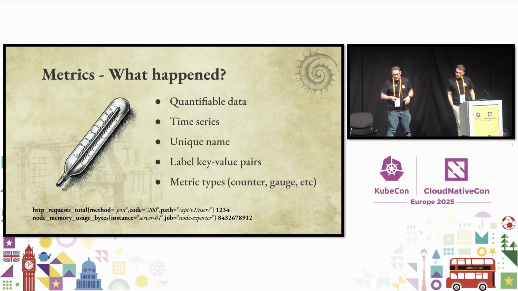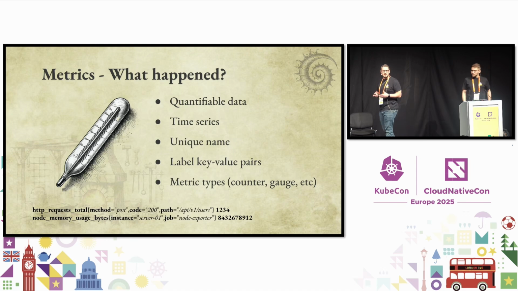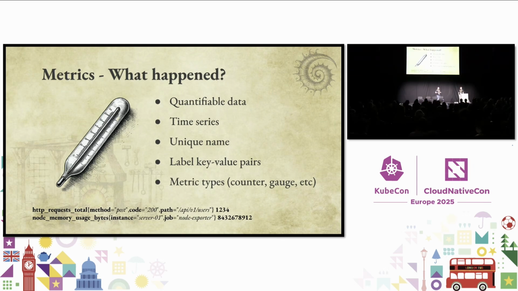So when it comes to metrics, these are usually quantifiable pieces of data. You saw in the last talk, if you were here, the different kinds of metrics that we can have. Most of the time, they are time series pieces of information. They have a unique name attached to them, and they tell us a very specific thing about a system. They usually have label key value pairs that allow us to define different things. You saw in the last talk where there was a Q value that differentiated that metric between different ones. And we can have different metric types, so counters, gauges, histograms, and so on.